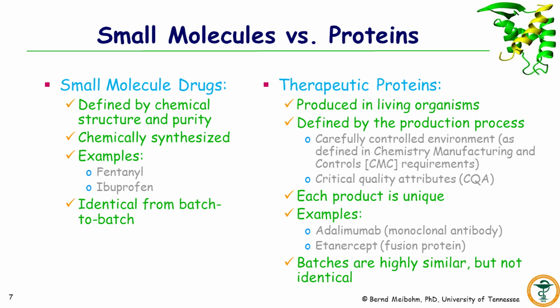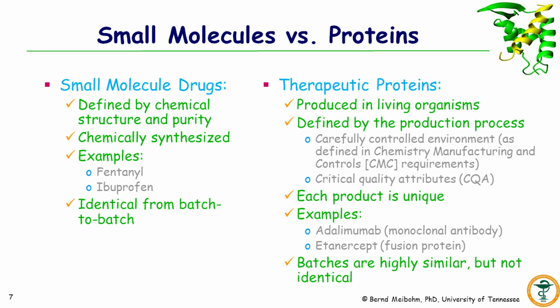So that then means that the production process needs to be extremely carefully controlled. It needs to be a controlled environment for these microorganisms, as they are usually defined in the chemistry, manufacturing, and control requirements, the CMC requirements for therapeutic proteins. And then these therapeutic proteins that are produced are usually characterized with a variety of different so-called critical quality attributes, or CQA, that can be between 80 and 130 to 140 different attributes that are relevant for a large therapeutic protein like a monoclonal antibody.